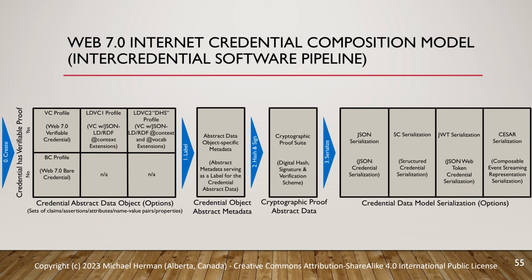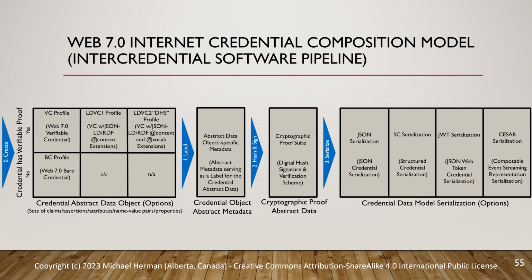These profiles describe the credential abstract data model, that is the set of properties, attributes, assertions, name-value pairs, claims that comprise a particular type of credential. Then we see the blue arrow labeled Step 1 label. If we think of the properties that we've just described as part of the credential abstract data object, think of those as sitting in a bag or a sack. We need to attach metadata, things like the credential type, to those properties. And so in the labeling step, we add the abstract data object specific metadata, which we sometimes call a label, and we call the process labeling.